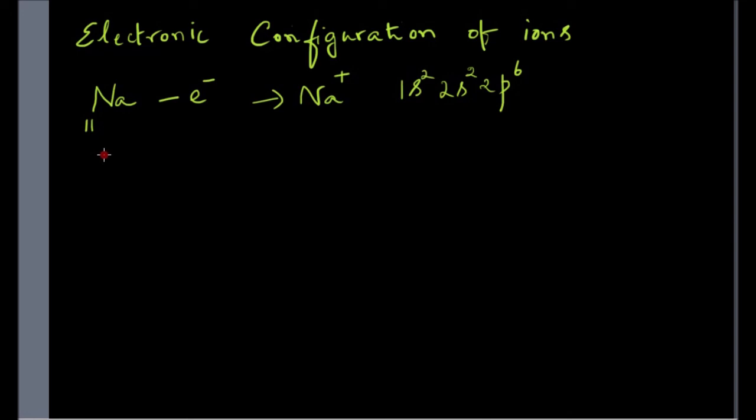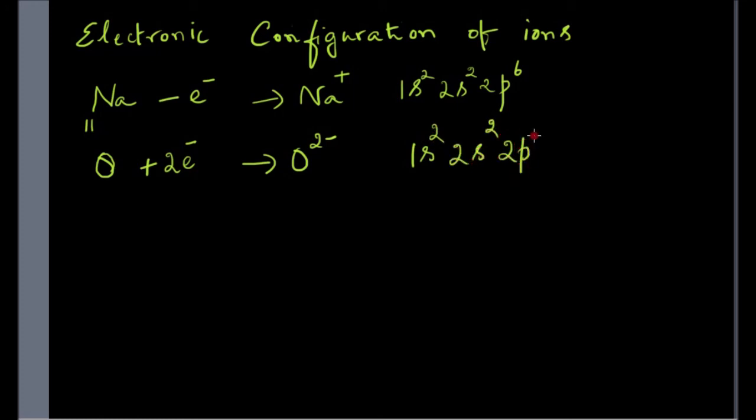I'll show you a negatively charged ion, oxygen. Elemental oxygen or oxygen atom has atomic number 8. It has 8 protons and 8 electrons. When you add 2 electrons, it forms O2 minus. Since you have added 2 electrons, it gains 2 negative charges. Now how many electrons does it have? 8 plus 2, 10 electrons. So its configuration will again be 1s2, 2s2, 2p6. You are writing the configuration of a species having 10 electrons.